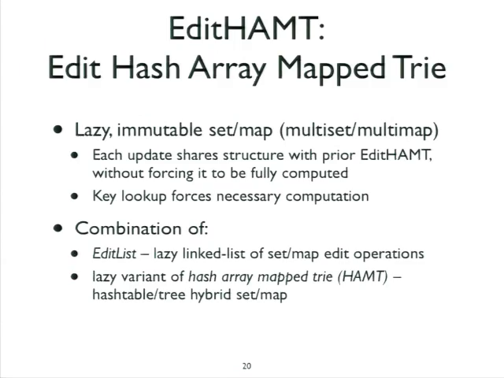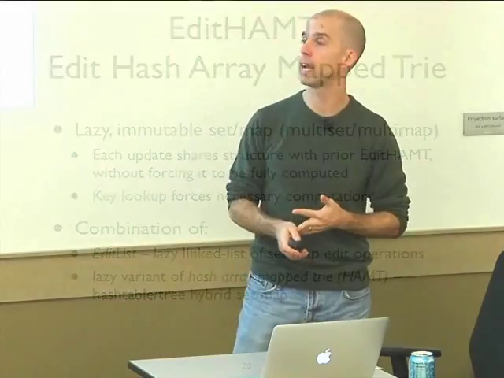Okay, so we invented a data structure called an edit hash array mapped trie, or EditHAMT, which is a lazy immutable set, map, or multiset, multimap. Each update is going to share structure with the prior EditHAMT, and only when you do lookups are we going to force the necessary computation, so it's lazy. And the implementation of it is going to involve an edit list and a lazy variant of a hash array mapped trie. So hash array mapped tries exist. Those are not a new idea. Edit lists exist. Those are not a new idea. But combining these two things together, that's the new idea, and applying it to this debugging context.